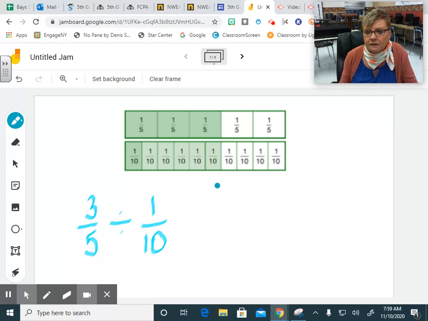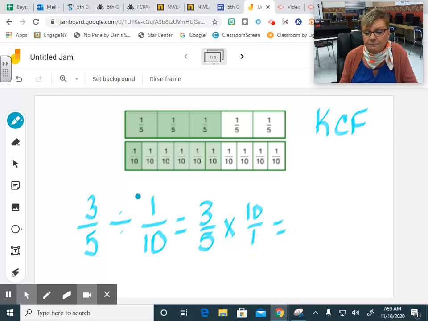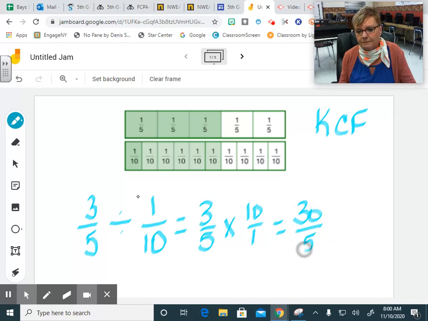Remember from dividing fractions earlier, our pattern we're going to follow is keep, change, flip. So let's just go ahead and do this problem. Keep 3 fifths, change to multiply, flip this fraction. And then I have top times top, bottom times bottom. 5 will go into 30 6 times, so I have 6.